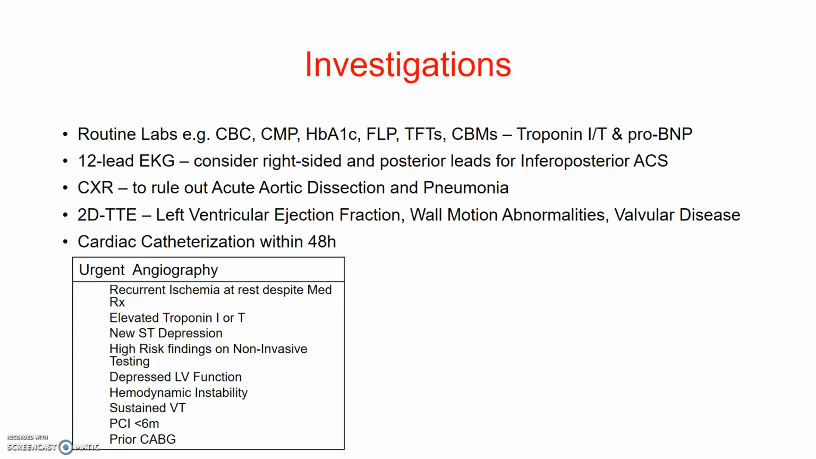2D transthoracic echocardiogram to evaluate the left ventricular ejection fraction, any wall motion abnormalities, and valvular heart disease. It is imperative that these patients go on to cardiac catheterization within 48 hours. There are some special conditions which may accelerate urgent angiography. These include recurrent ischemia at rest despite maximum medical therapy, severely elevated cardiac troponins, severely depressed ST segments, high risk findings on stress testing, depressed LV function, hemodynamic instability, lethal or life-threatening arrhythmias, previous stenting or percutaneous coronary intervention within 6 months, or previous coronary artery bypass grafting.